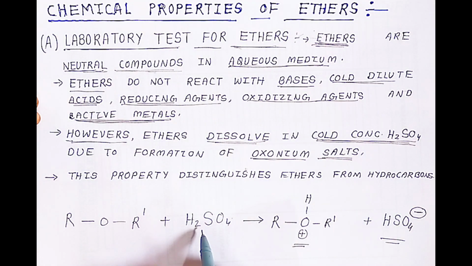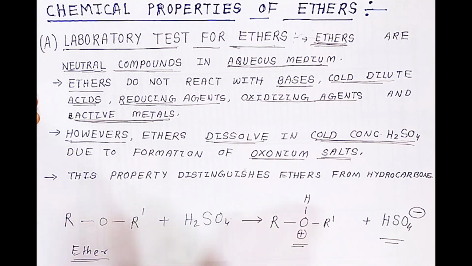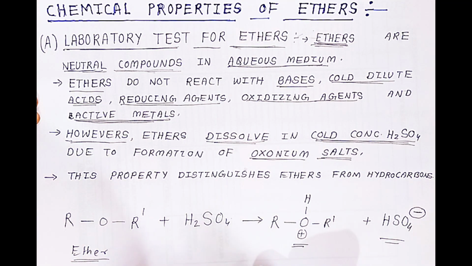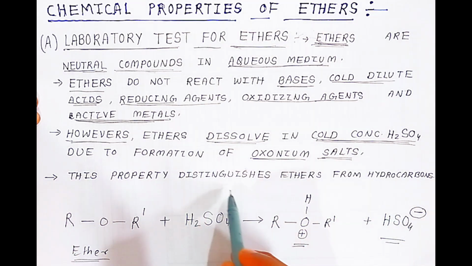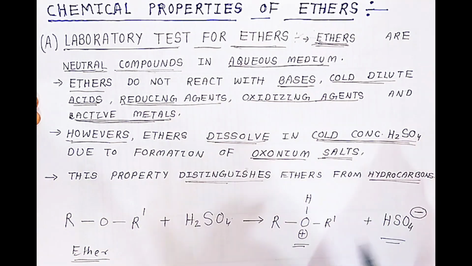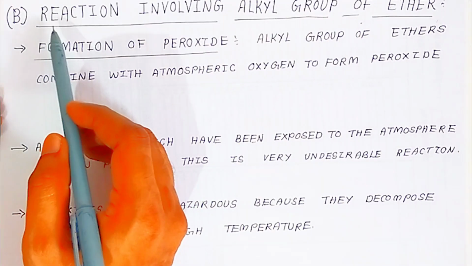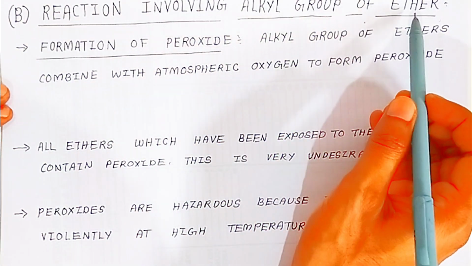So here students, when you add sulfuric acid, this is ether students. How is it dissolved? This way it is dissolving. Understanding? Very important students. Now students, this property distinguishes ether from other hydrocarbons. This is a very important property students. This way students, you can identify whether the given compound is ether.